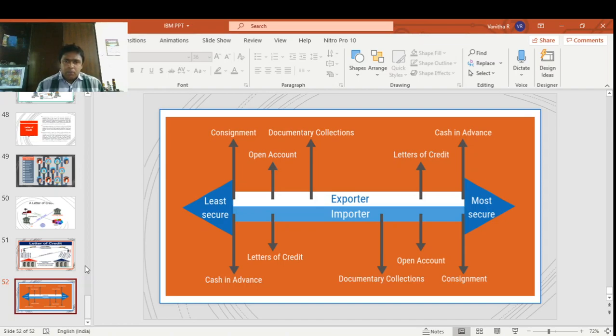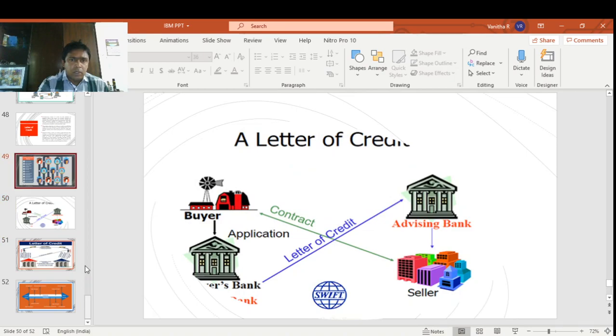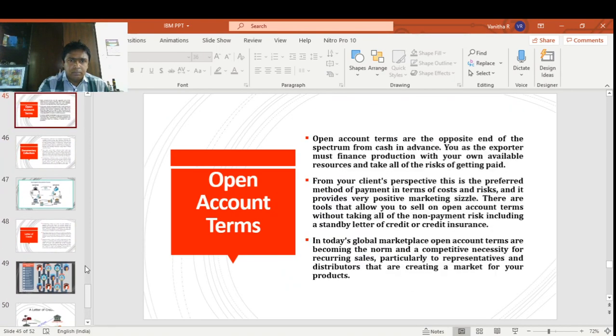To provide a solution to this, these modes of payments in the international mode have arisen or took a form. That started with cash in advance or letter of credit, then open account, then documentary collections, then consignment, all this. Now we need to understand what is open account. These open account terms are nothing but an open market. You do not know the buyer, the buyer does not know you.